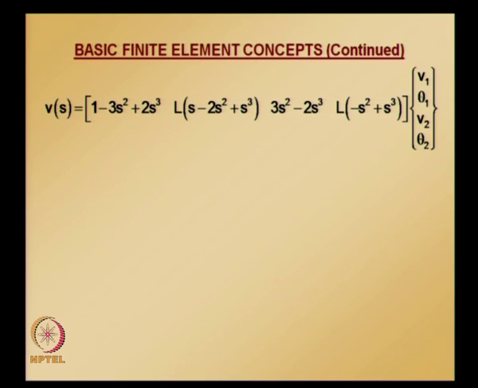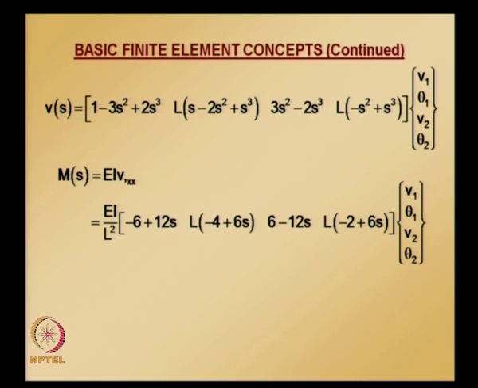s equal to 0 corresponds to x1 and s equal to 1 corresponds to x2. So once we get v1, theta 1, v2, theta 2, we can find displacement at any point along the beam length by substituting the s value, or sweeping s from 0 to 1. And similarly, moment can be obtained using this equation. We already know that moment is nothing but EI times the second derivative of transverse displacement.